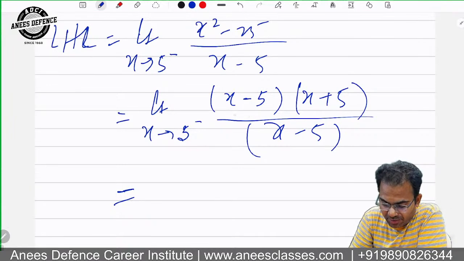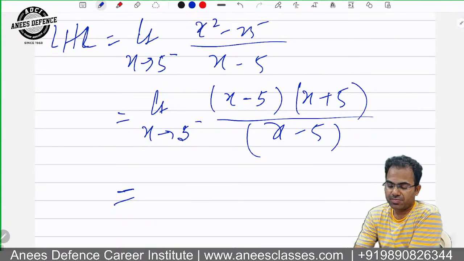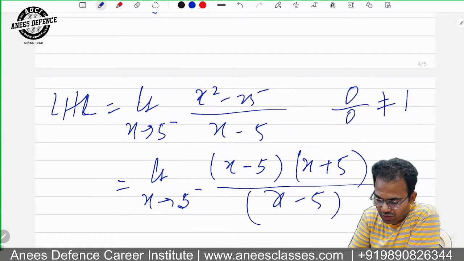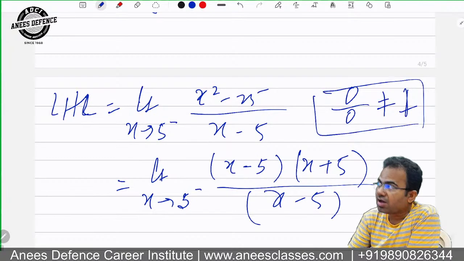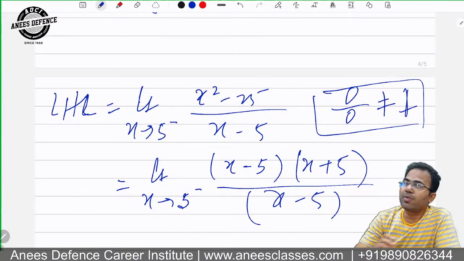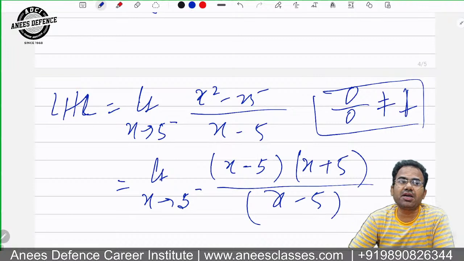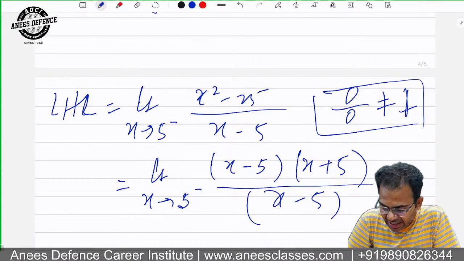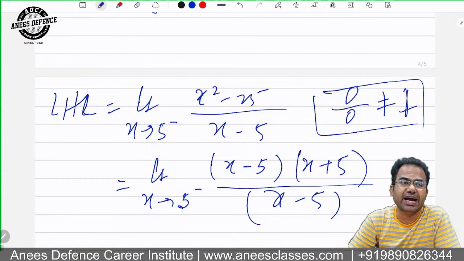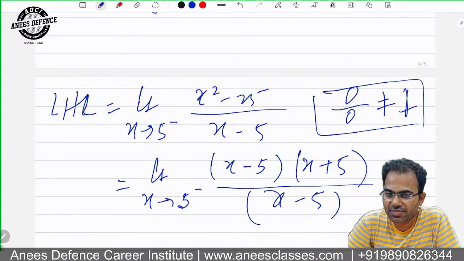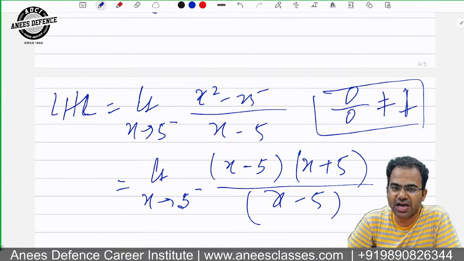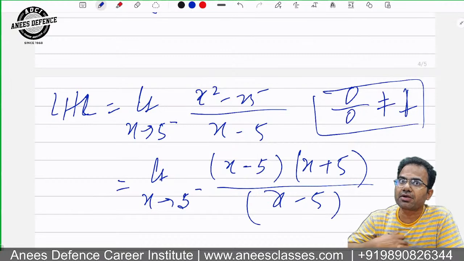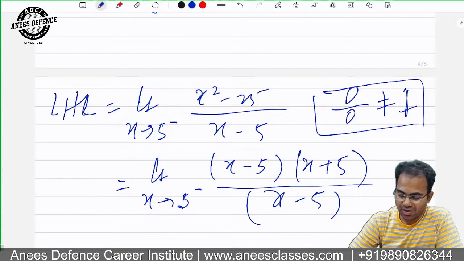That means I am not cancelling 0 by 0. You should never write 0 by 0 equal to 1. It cannot be. I repeat, 0 by 0 is an indeterminate form; it is nothing in mathematics. So basically, I cannot cancel at exactly x equal to 5. I cannot cancel x minus 5 from numerator and denominator.